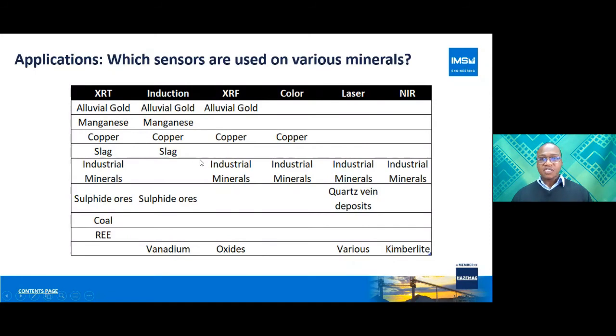One of the main questions that we get from clients when it comes to sensor sorting is which sensor is applicable for our material, and the go-to answer is typically X-ray transmission. We found that the XRT works on most commodities. However, as I mentioned earlier in the presentation, we can combine a number of these sensors in one unit. So we can combine the XRT with the color and laser sensor in one unit.